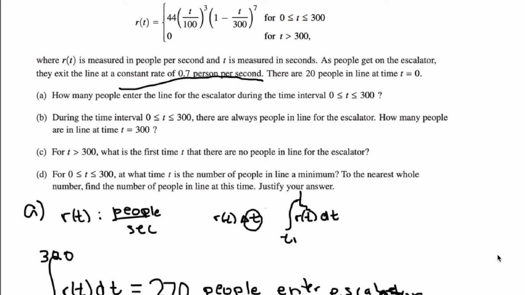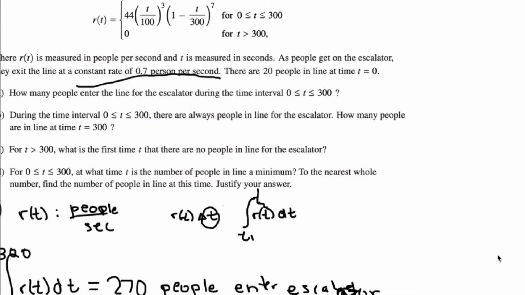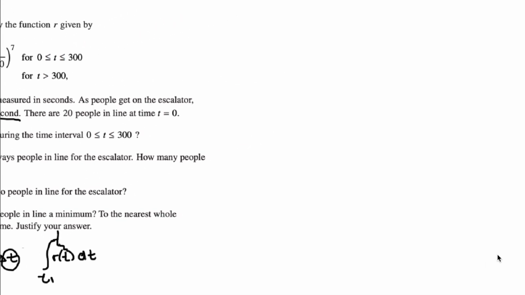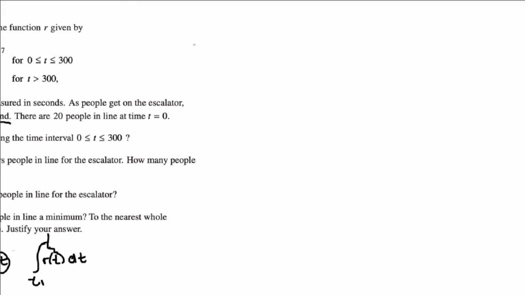And then the last part of the question is: for t in the range of 0 to 300, at what time t is the number of people in line a minimum? And then find the total number of people in line at this time. Okay, so I'm kind of running out of space, but let me go over here. So part D. Now we're back in the 0 to 300 range. So we can't get lucky and just ignore R of t, because R of t is not 0 in this range.